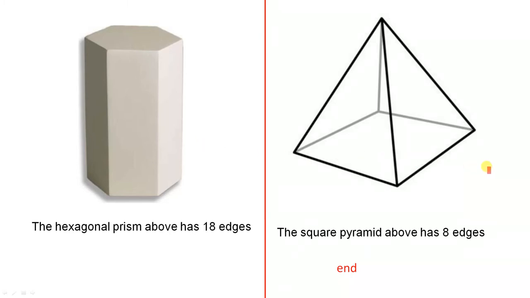And finally, we can also look at pyramids too. The square pyramid above has 8 edges, 4 on the base and 4 going up to the apex. So this video has continued on from the previous one where we're looking at 3D objects, but this time we are looking at edges.